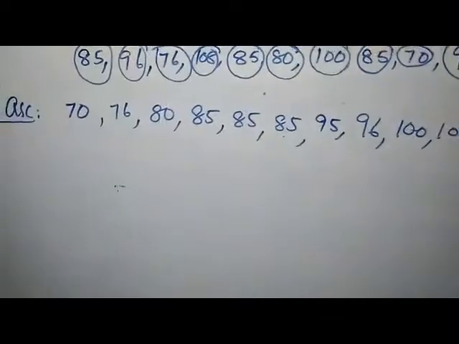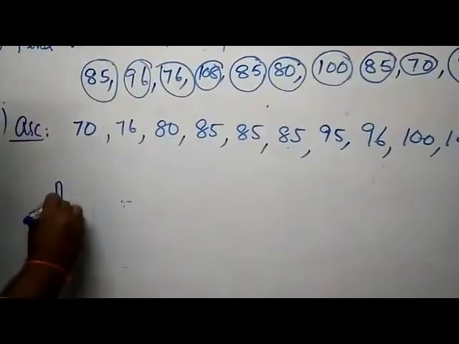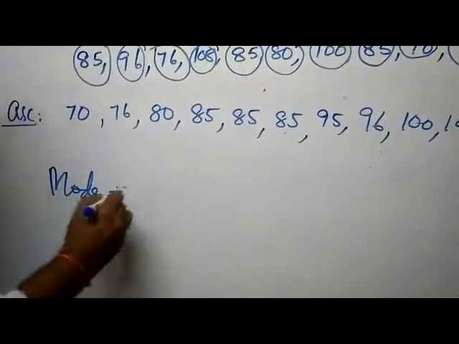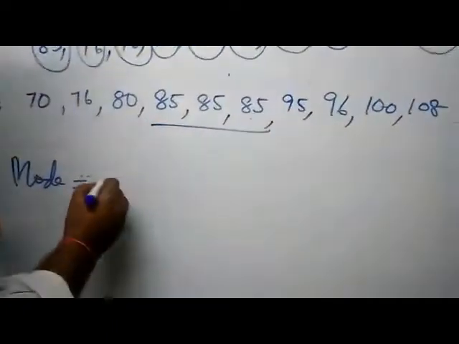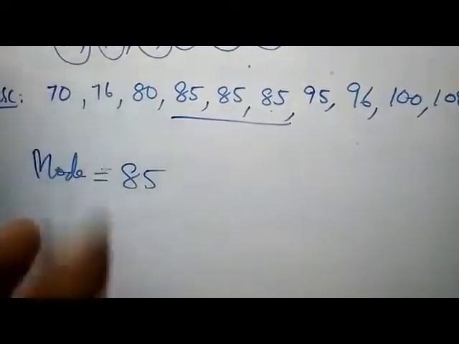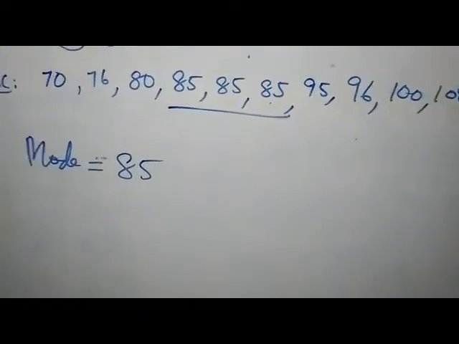So here mode is very easy. Mode, most frequent value, is 85. That's why mode is equal to 85.